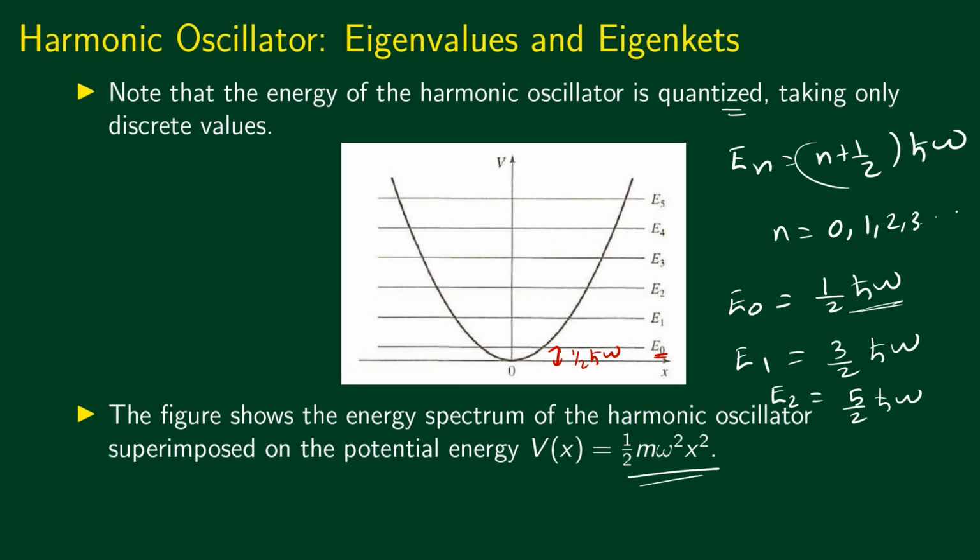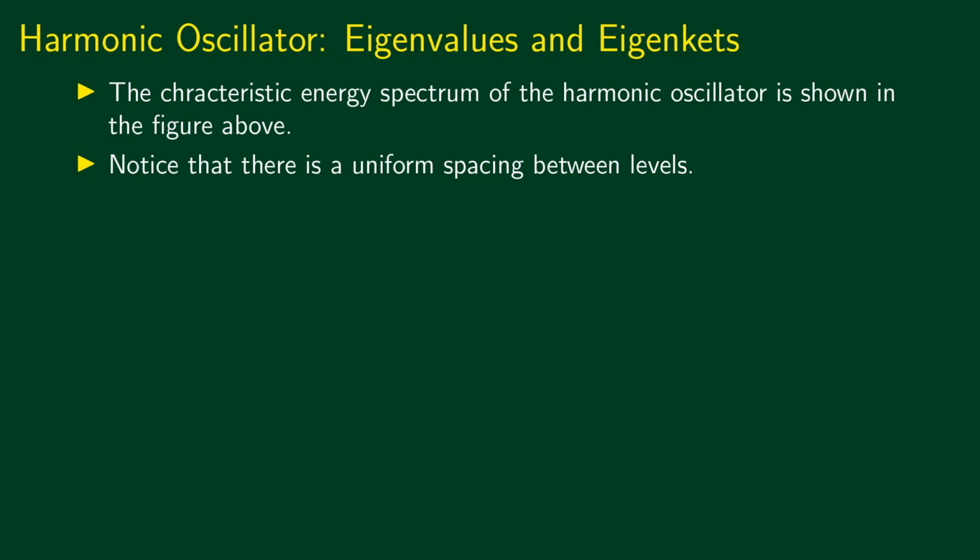We also see that these energy eigenvalues are evenly spaced, because we can show that E1 minus E0 is the same as E2 minus E1, which is the same as E3 minus E2, etc. You can just show that using this expression for the eigenvalue equation. I leave that as an exercise. So with that, let's conclude this session.